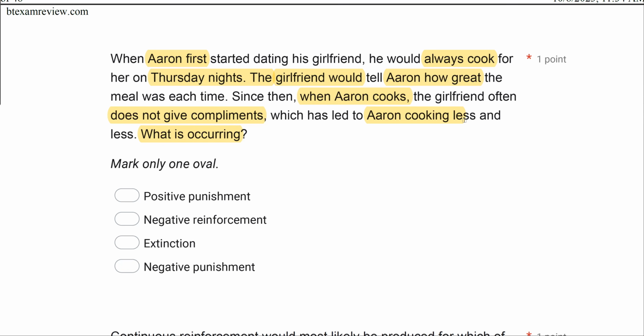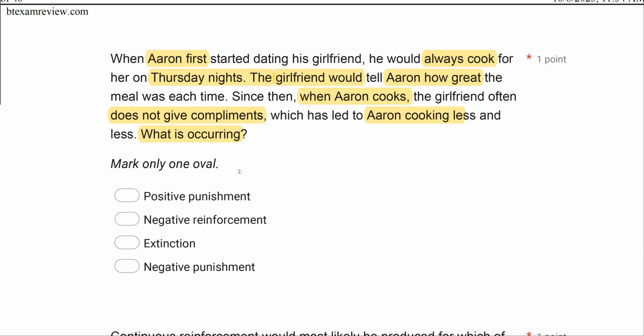When you withhold reinforcement for previously reinforced behavior, what do we call that? We call that extinction. The most difficult part, I think, about extinction and punishment is distinguishing between the 2. Extinction, we withhold. Punishment, something is actually added or taken away. So what is occurring? A, positive punishment.